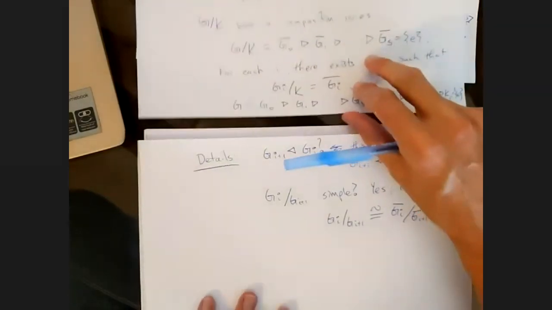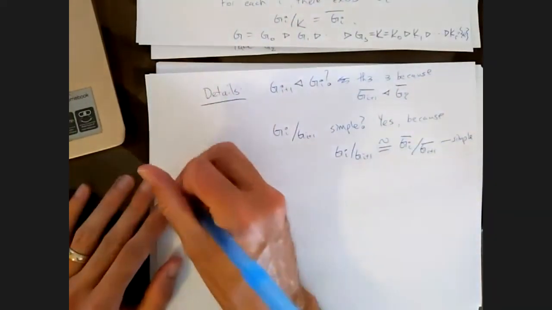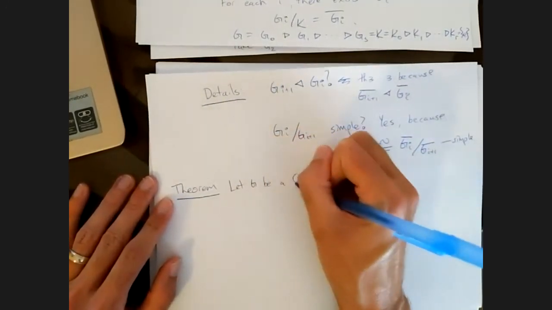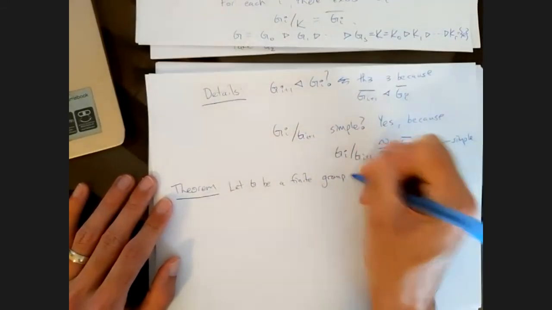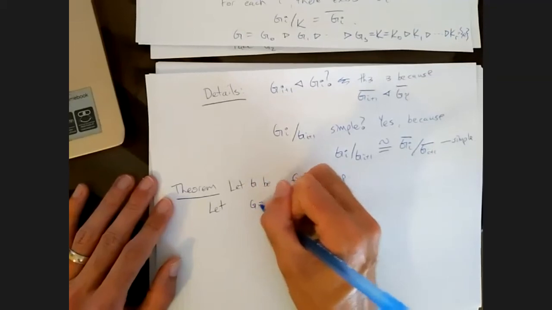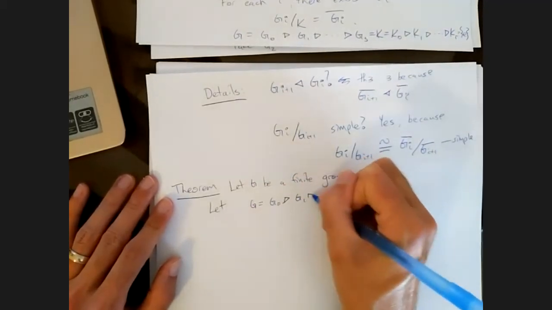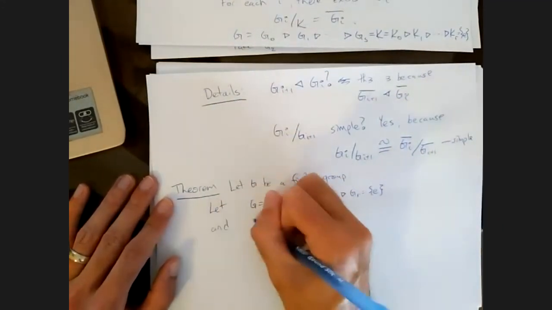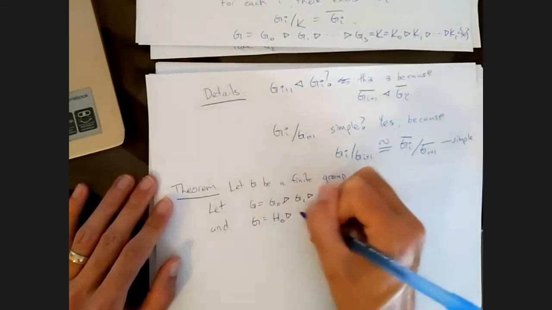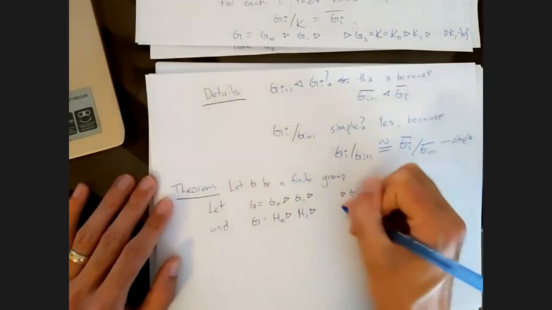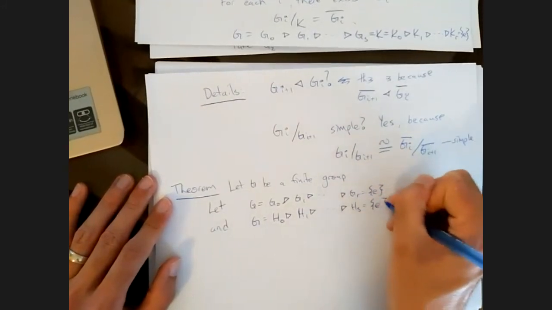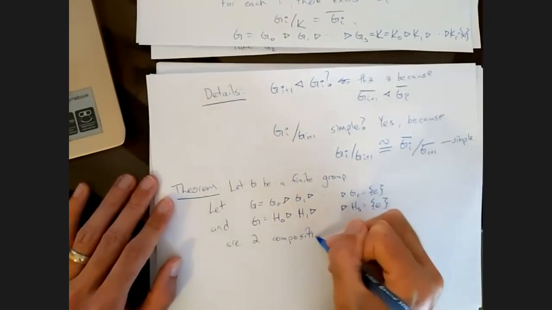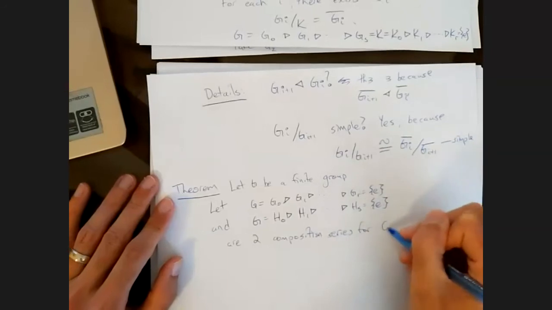And now the Jordan-Holder theorem is the following. Let G be a finite group. Let's say that G equals G0, G1, all the way up to GR, and G equals H0, H1, all the way down to HS, are two composition series for G.